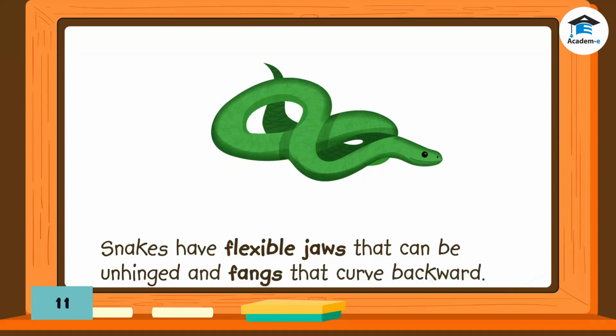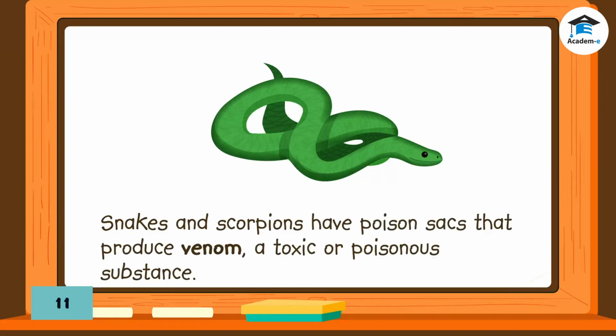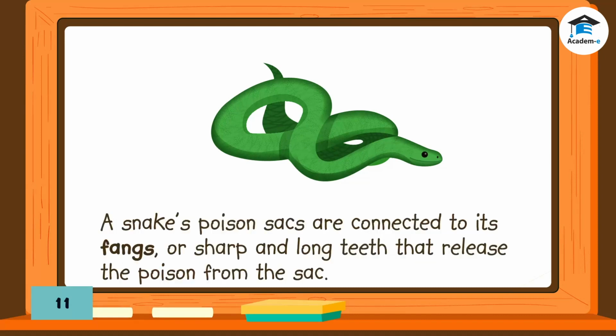Snakes have flexible jaws that can be unhinged and fangs that curve backward. They use these for holding and swallowing animals such as mice and rabbits. Snakes and scorpions have poison sacs that produce venom, a toxic or poisonous substance. A snake's poison sacs are connected to its fangs, or sharp and long teeth that release the poison from the sac.